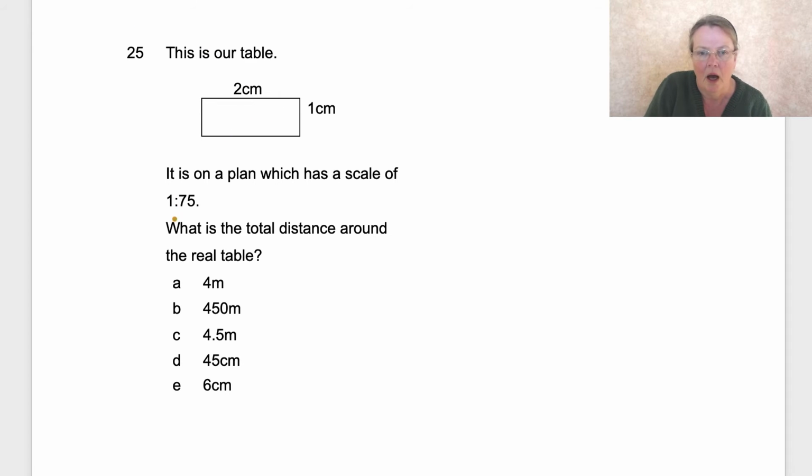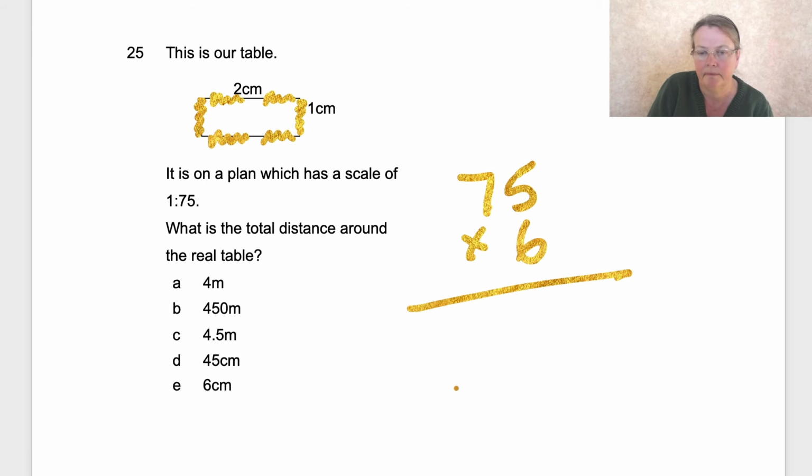So, what is the real distance around the table? Let's have a look. How many lots of 75 have we got? 1, 2, and then this is 3, 4, 5, 6. So it is 75 times 6. 5 times 6 is 30. 7 times 6 is 42. 42 plus 3 is 45.